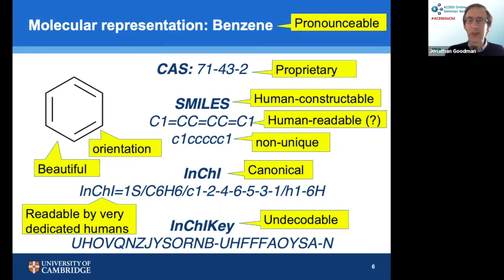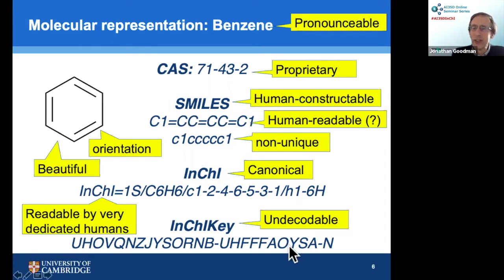SMILES are human constructible, human readable pretty much, but they're not unique. Whereas the InChI is canonical. There's only one InChI which relates to this structure, and it is readable just about by humans. You have to be fairly dedicated, much easier to use a computer to turn it into a structure.